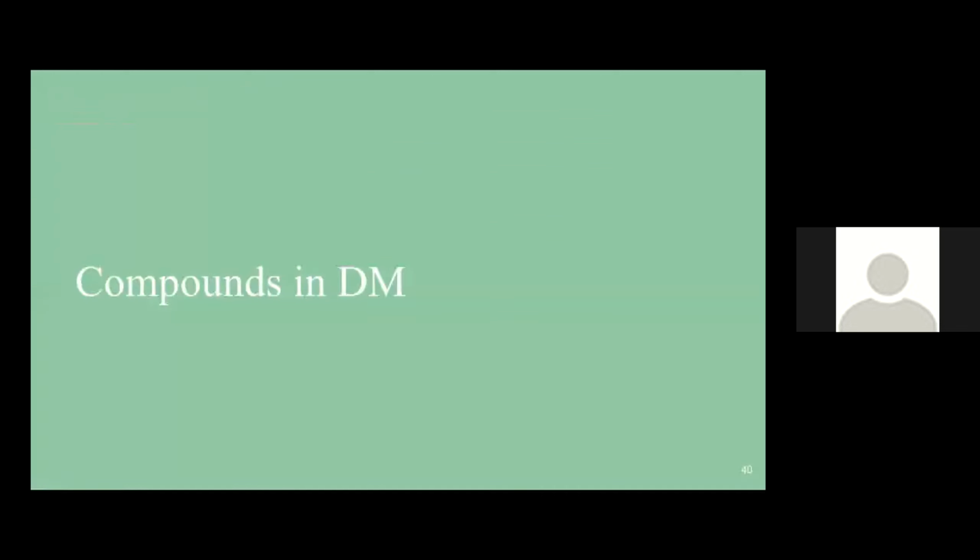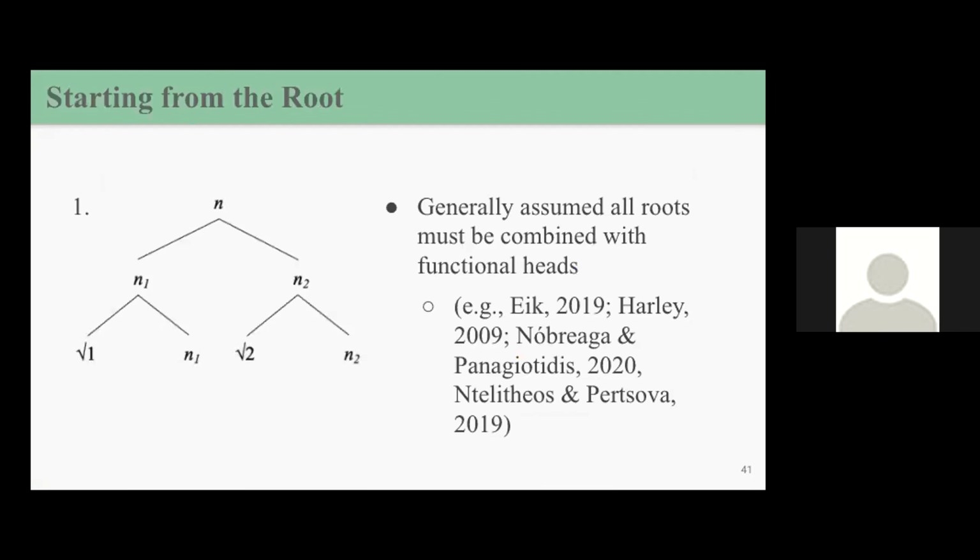We're ignoring Pickford. Okay, so then I talk a little bit about what I think are the most relevant approaches to compounding in DM, which is looking at whether or not the root is categorized, because that's a lot of my talk. So it's generally assumed by a lot of people that both roots are combined with functional heads, both are categorized. For instance, these people.